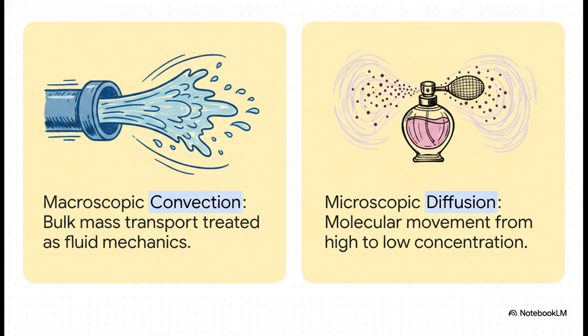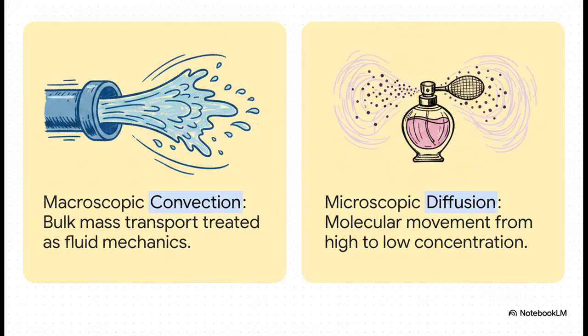On one side, we have the macroscopic level, right? That's convection. This is bulk mass transport. Think of a strong gust of wind carrying moisture through the air, or water being forcefully pumped through a municipal system. We usually treat that as fluid mechanics, but on the other side, we have the microscopic level, which is diffusion. This is happening purely on a tiny molecular scale, where molecules just naturally move from regions where they're highly concentrated to regions where they aren't.